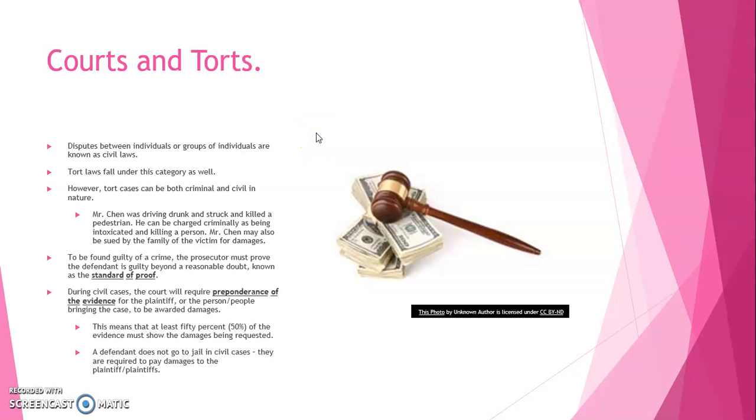To be found guilty of a crime, we've already learned the prosecutor must prove the defendant is guilty beyond a reasonable doubt, known as the standard of proof. During civil cases, the court will require preponderance of the evidence for the plaintiff or the person/people bringing the case to be awarded damages. This means that at least 50% of the evidence must show the damages being requested. A defendant does not go to jail in civil cases. They are required to pay damages to the plaintiff or plaintiffs.